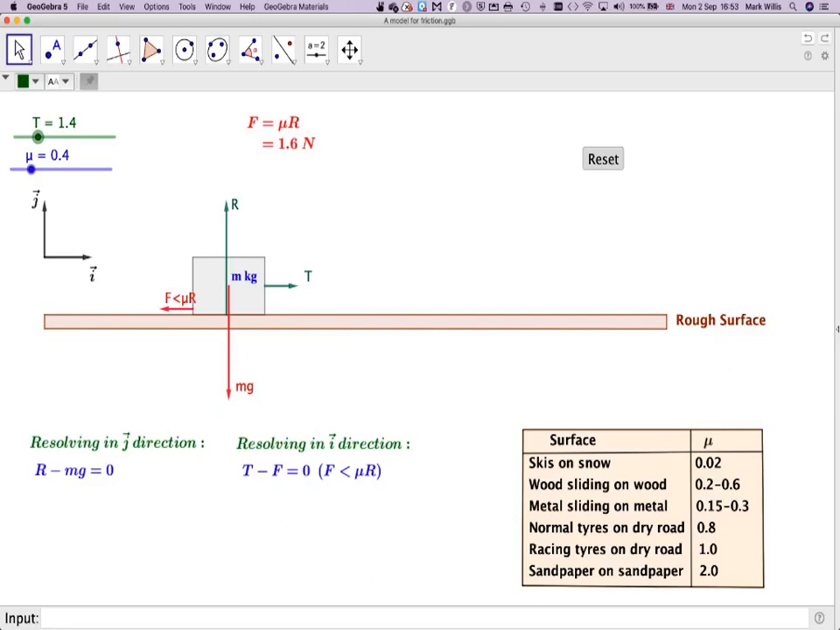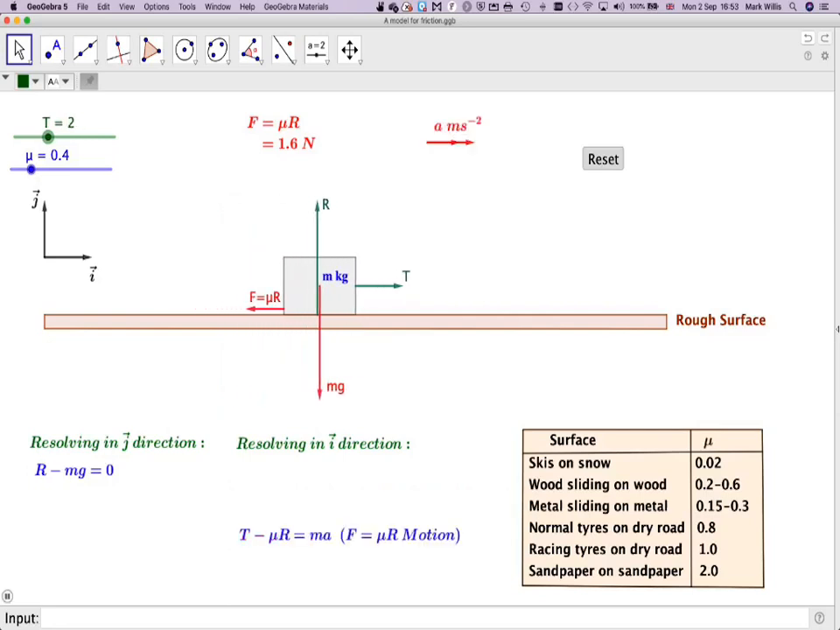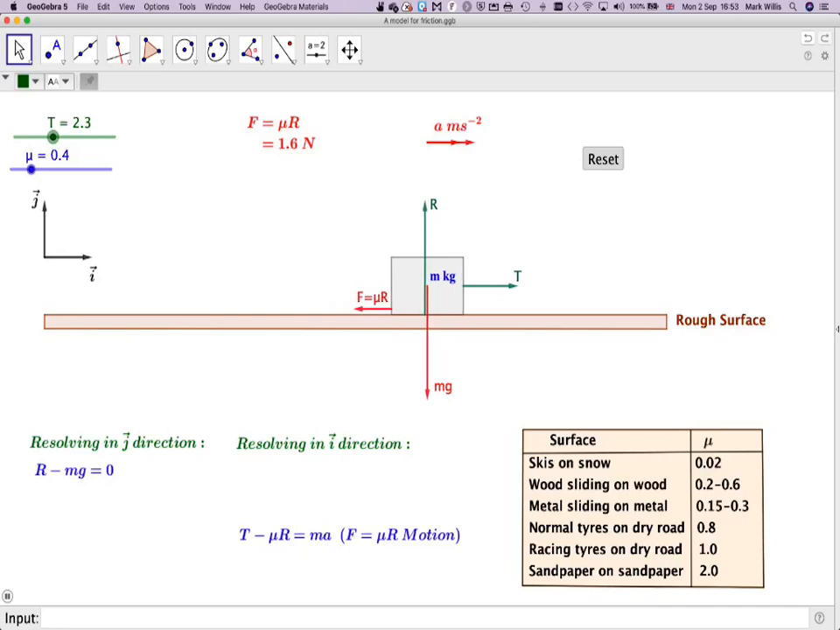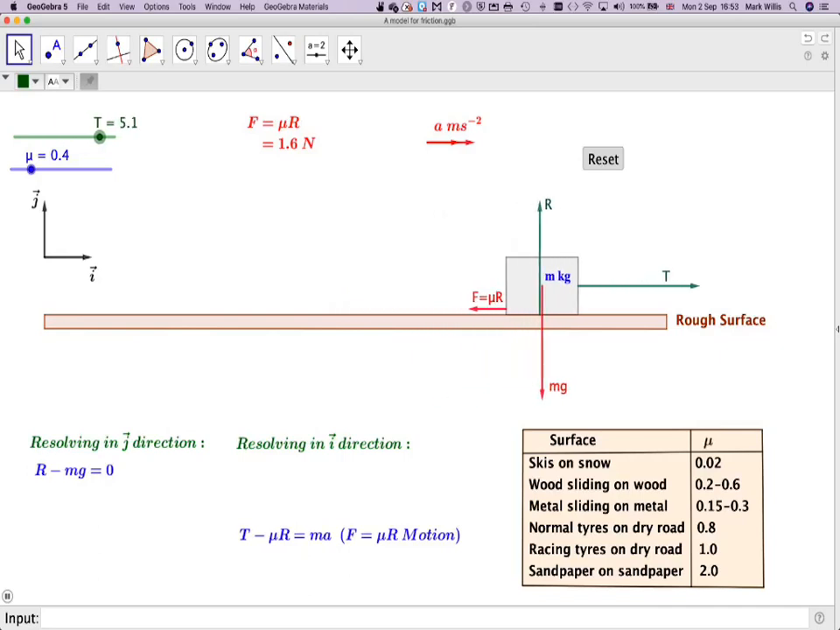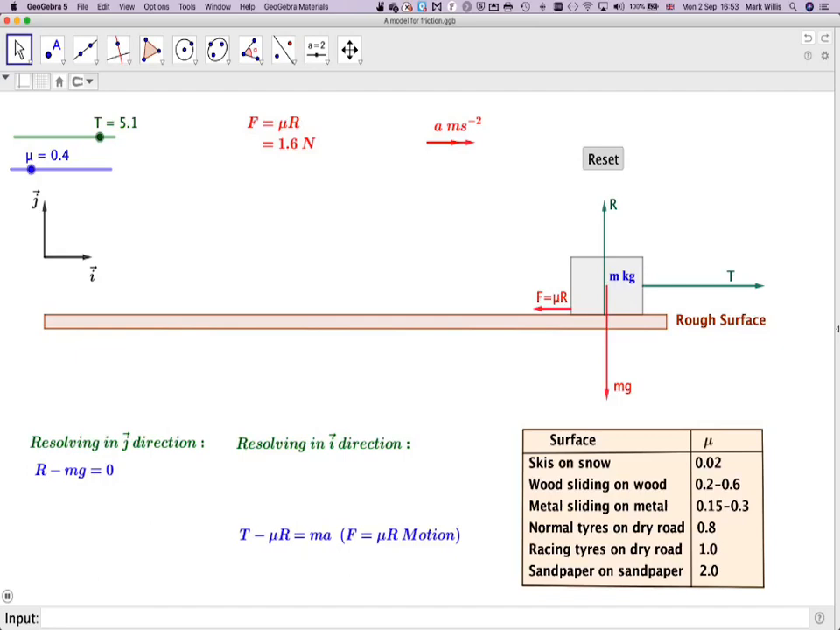If we go back to the point where it is 1.6, this is now on the point of sliding, so F is actually equal to mu R. So T minus mu R is equal to 0, with F equal to mu R. This is called limiting friction. And after that point of 1.6, it will move. It doesn't matter how much more force you give, it will move according to Newton's second law. So if we're resolving, that will now become T minus mu R is equal to ma, and F will still be equal to mu R.